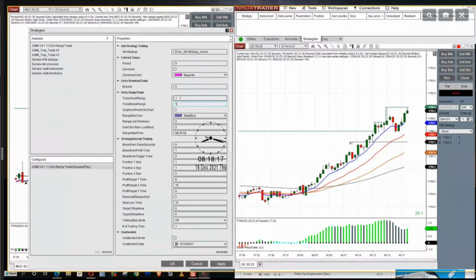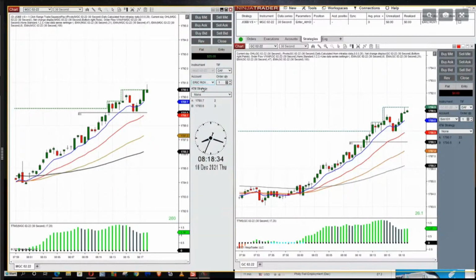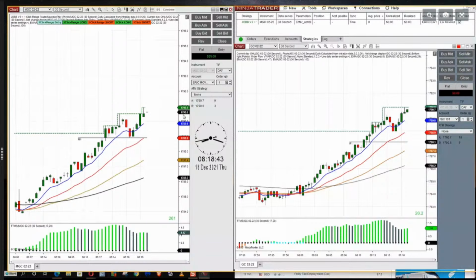And if the price goes 1 tick above the range, it'll pull me in long. If it goes 1 tick below, if I were trading short, which I'm not going to, it would pull me in short. So watch what happens when you enable a squeeze. When I enable a squeeze play, it gives me all those buttons. So let me explain the buttons, all right?